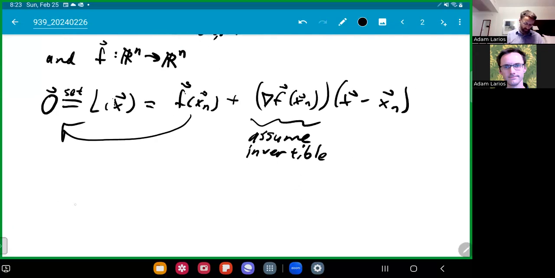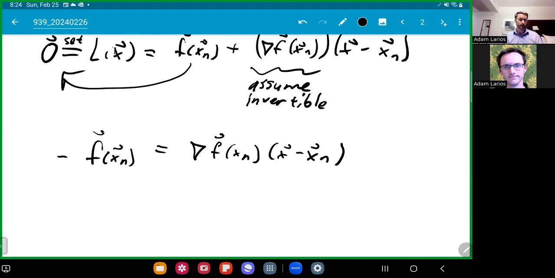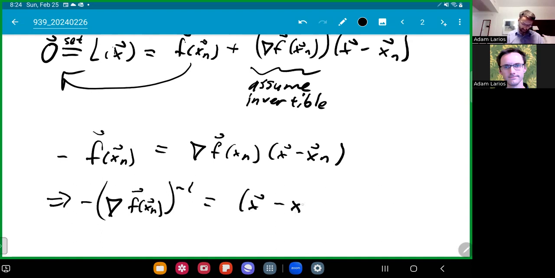And so we have minus f of xn equals the gradient of f at xn times x minus xn. And this allows us to solve. We can just invert this. So this implies that negative gradient of f at xn, inverse, times f of xn, is equal to x minus xn.